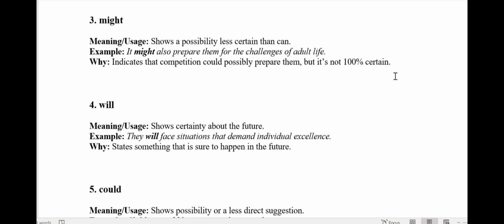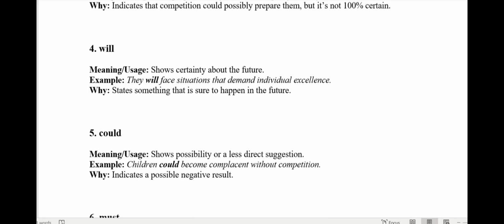The following helping verb is will. It shows certainty about the future. They will face situations that demand individual excellence. They will face situations, so they are going to encounter these situations. When? In the future. Is it certain? Absolutely. It is very much certain.